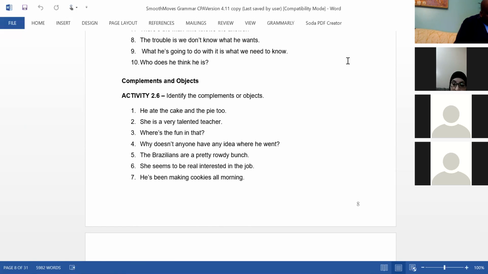4. Idea. Complement or object? Object. 5. Bunch. Complement or object? Complement. 6. Job. Complement. To be interested in the job. All right. What is it? Job. Complement. And job is a what? Why is it complement? Is a linking verb. Very good. Thank you.